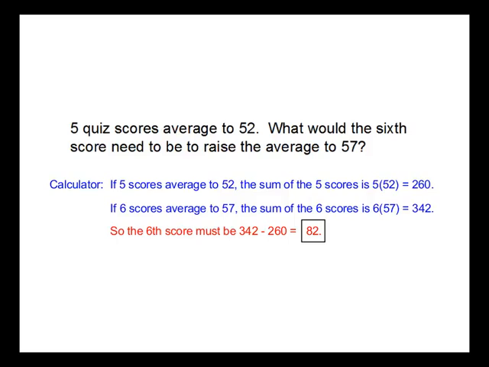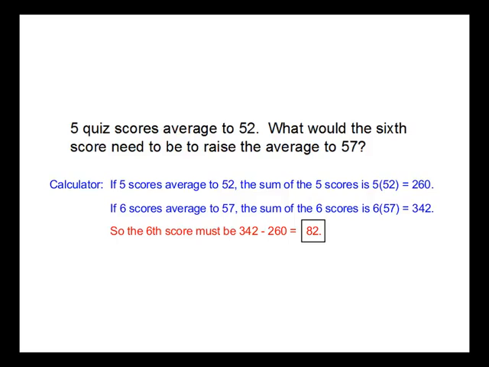If 6 scores would have to average to 57, then by similar logic, the sum of those 6 scores would be 6 times 57. Calculator definitely comes in handy there. You could certainly do that math on paper, but the calculator provides a nice check. And so what that tells us is that the 6th score must be the difference between those two sums, right? The 6th score raises the sum from 260 to 342. That's a difference of 82.